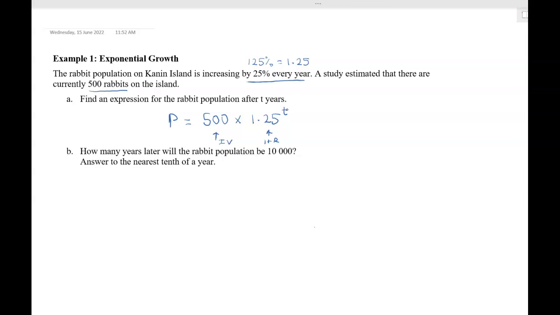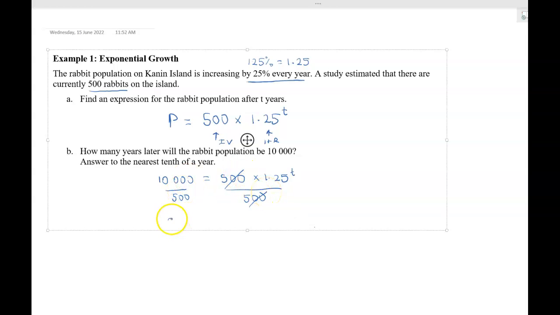How many years will it take the rabbit population to be 10,000 rabbits? So we're going to change population to 10,000, and we'll need to solve to find t. Now, if it's a multiple choice, you could just do trial and error and get the right answer. But we know our logs, so we're going to use them. So step 1, we're always going to divide by that initial value first. So I'm going to divide both sides by 500. Cancel them off, and so that will be 20.